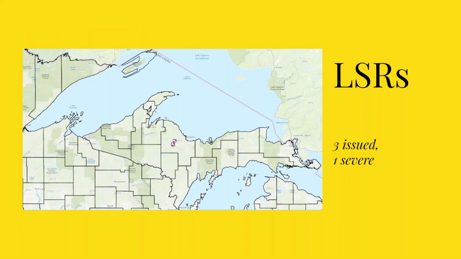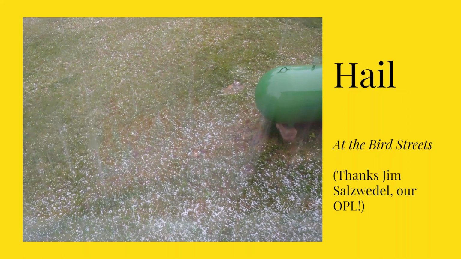And sure enough, there were only 3 LSRs issued. One was severe. But what's noticeable from this perspective, just to kind of give it away here, is that about an hour before the first LSR was issued, lightning started to pick up. And then it was a notable uptick, again, about that 10-minute period before the severe LSR was issued. So here's a picture of some hail that happened in the local area. This is courtesy of our Opal, and this happened in his local area.